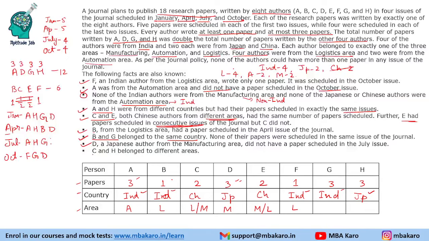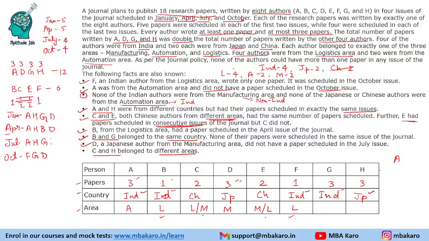Now the last thing is C and H belong to different areas. C can be from logistics or manufacturing, and H is from a different area. So we have 2 persons from automation, 2 from manufacturing and 4 from logistics. So logistics, we have done 2 people, another person has to be the third one, and then automation, we have 2 people, one is done. So one automation remains.